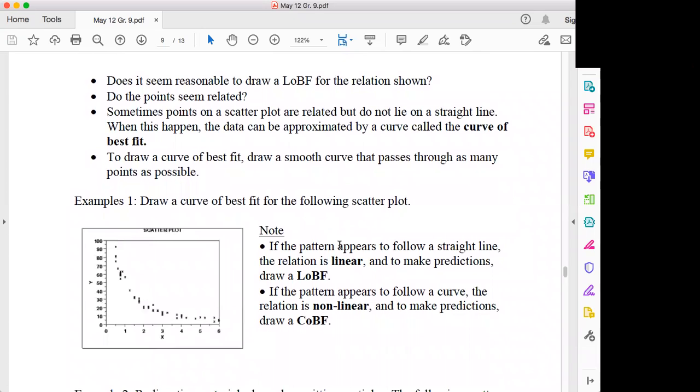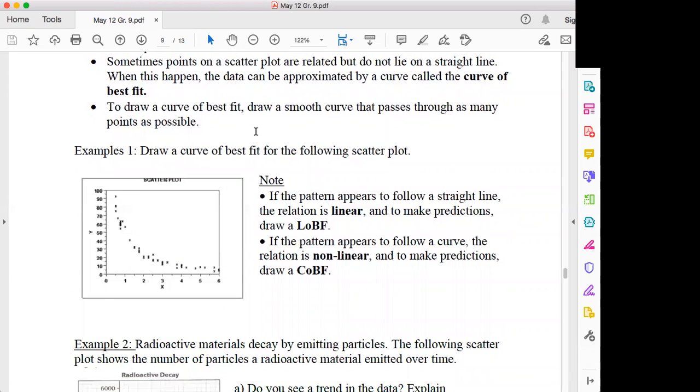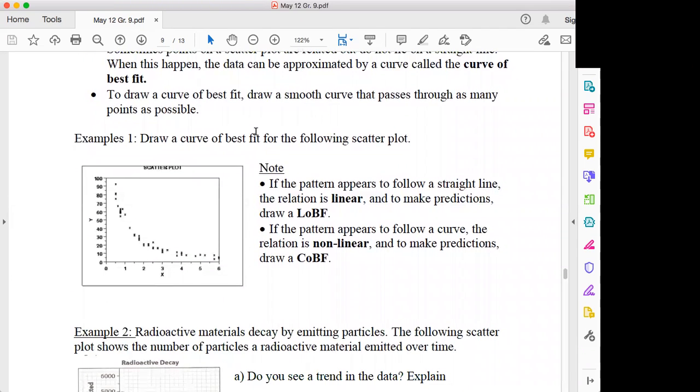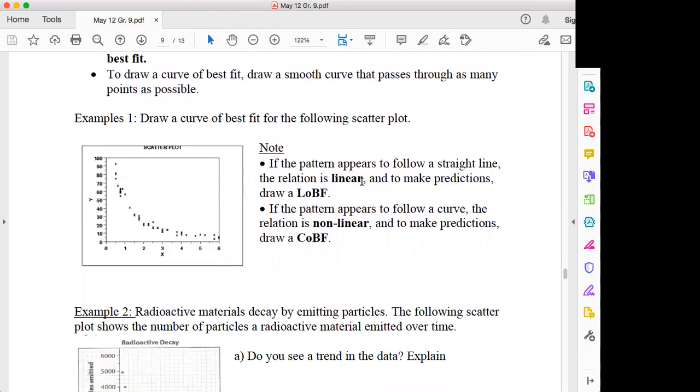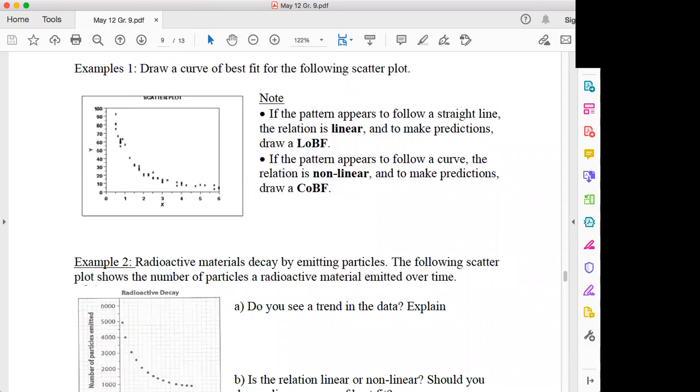Sometimes we can't make a line because the points are kind of scattered and all over the place. So we do have to use what's called a curve of best fit. To draw a curve of best fit, you have to draw a smooth line that passes through as many points as possible. So if we look here at our first example, we are going to draw our curve of best fit.